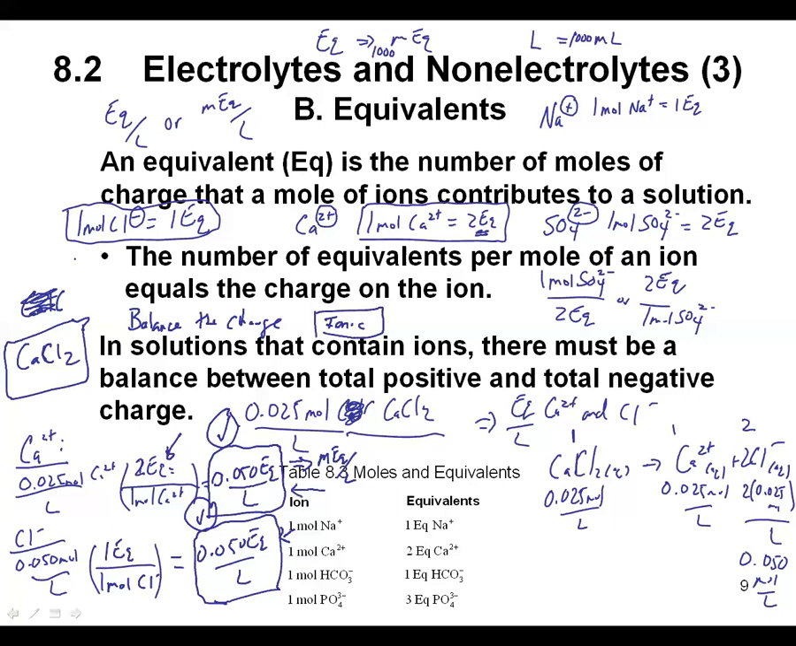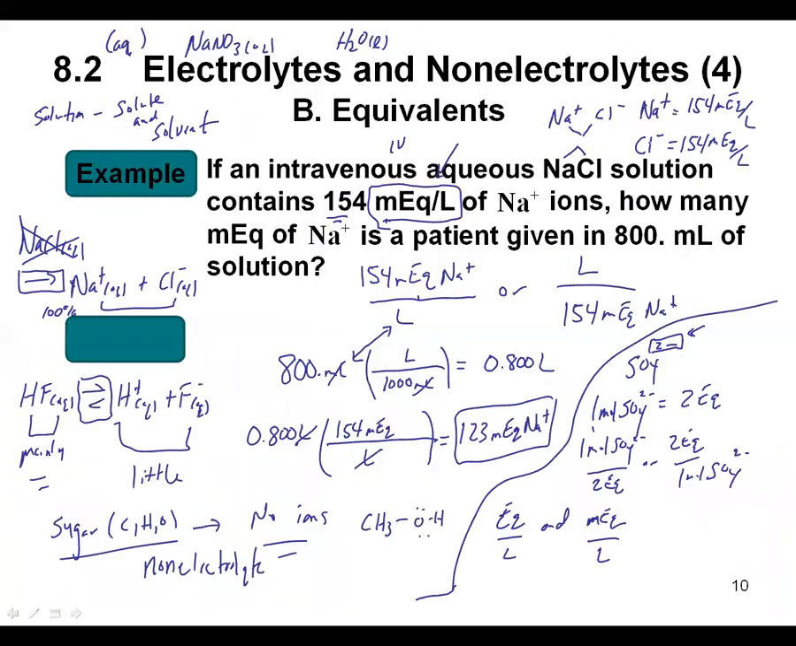Any questions on equivalence? Again, that's what we were talking about at the end last time, where if we had something like a sodium chloride solution in this particular example, because we know the concentration of the sodium ions is 154 milliequivalents per liter, because everything would be balanced in that solution, the chloride ions would also have basically the exact same concentration. Any questions on any of that?